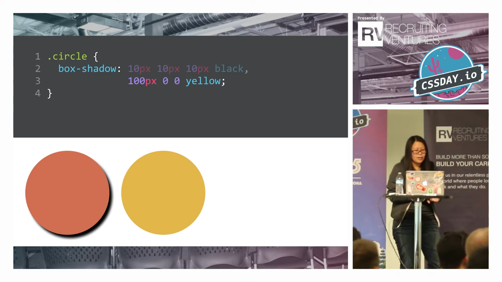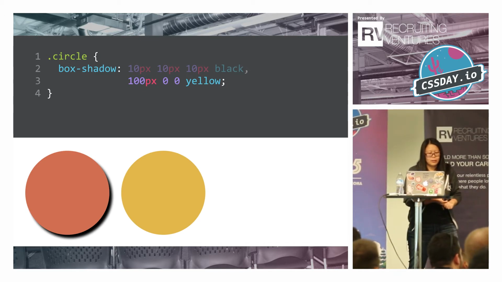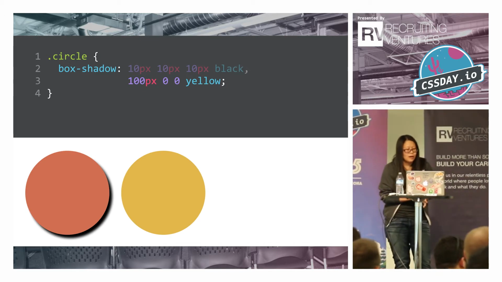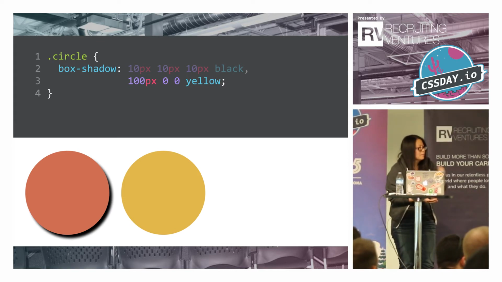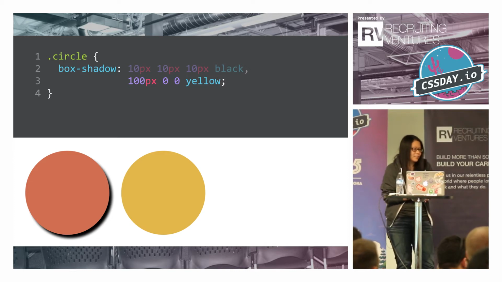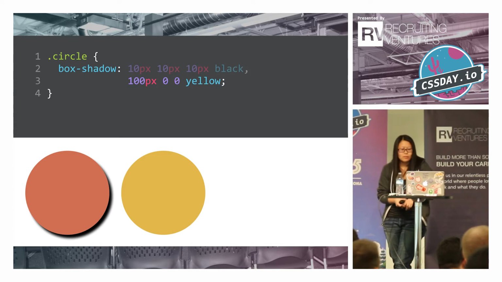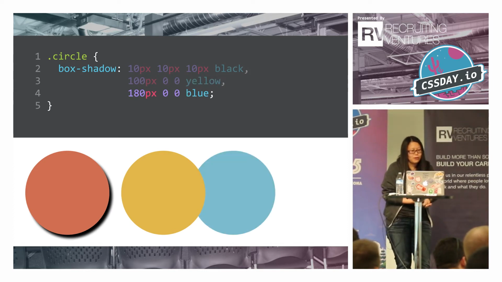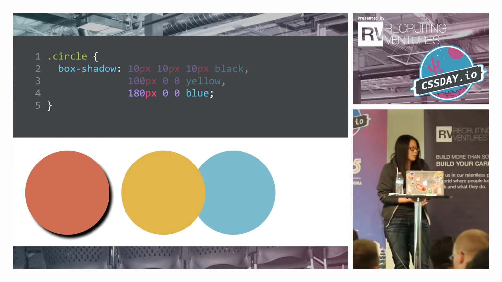So here, underneath that black box shadow, I'm going to add another one with a 100 pixel X offset, a 0 Y offset, and a 0 blur, and the color of yellow. Basically what that does is gives me a copy, a duplicate of the original shape, just by adding another box shadow. And then I can do it again. I can add another one. And this time I'm going to give it a 180 pixel offset, but I'm giving it a background color of blue.